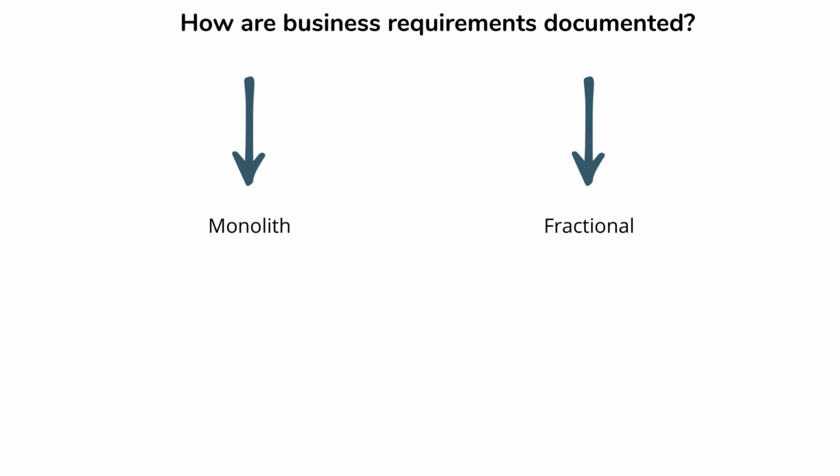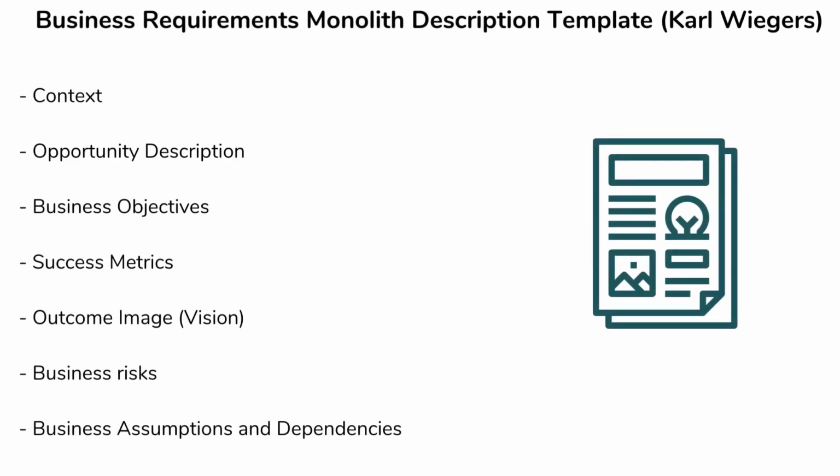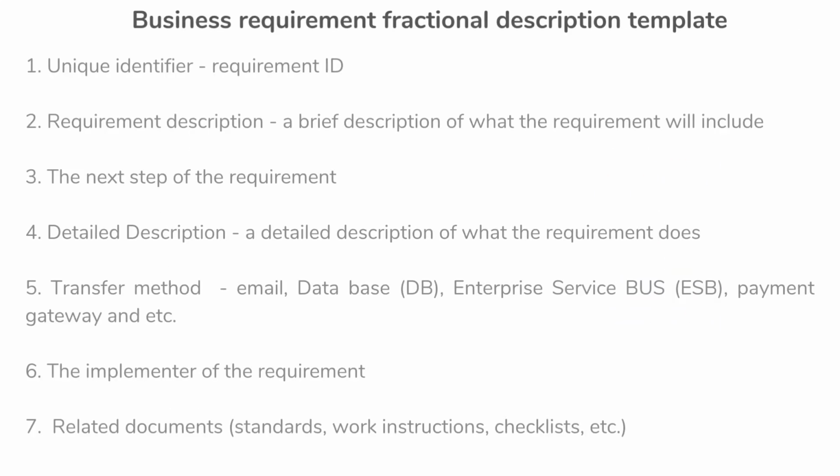Look at the business requirement monolith description. This is a template by Karl Wiegers. This template consists of the context, opportunity description, business objectives, success metrics, outcome image vision, business risks, and the business assumptions and dependencies.